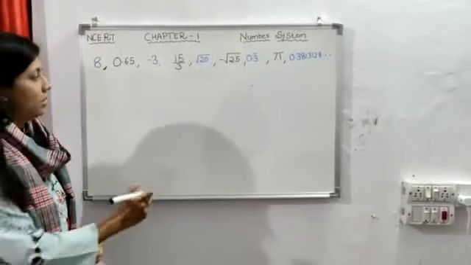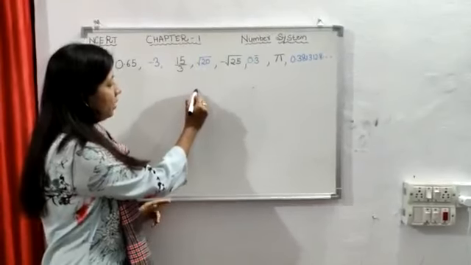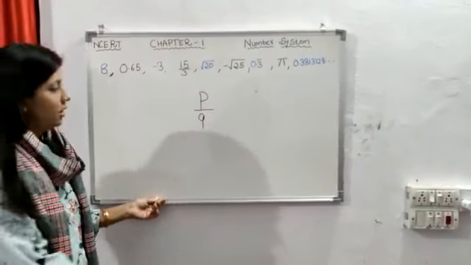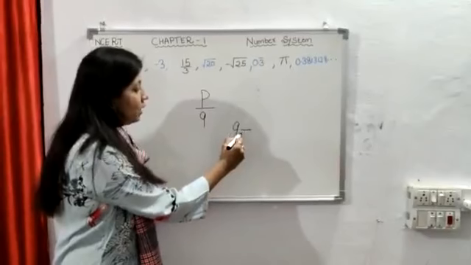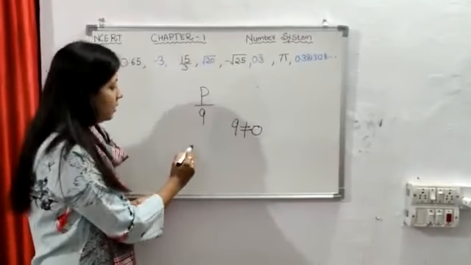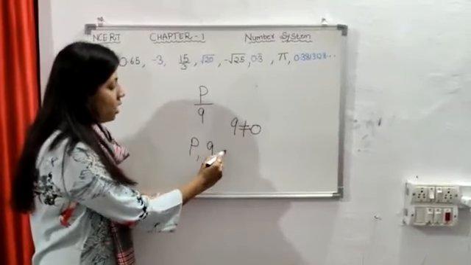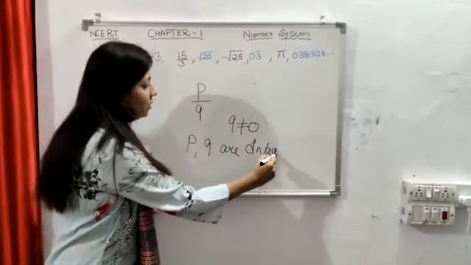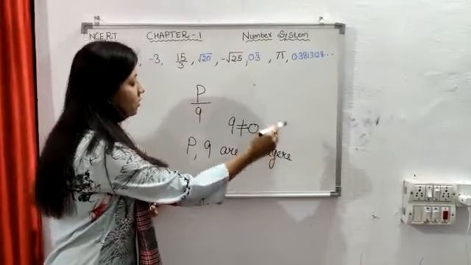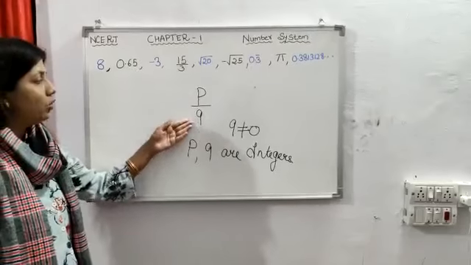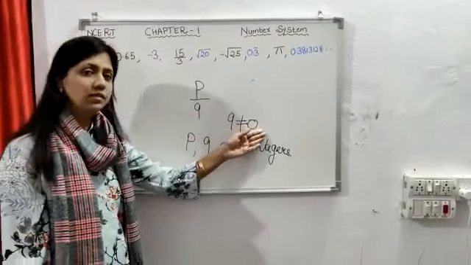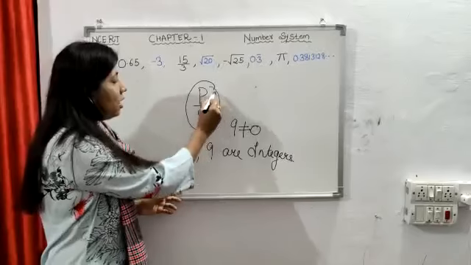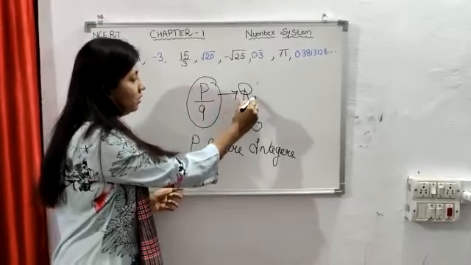First of all, suppose we are having a number in the form p by q, in the form of a fraction, in which q is not equal to 0 and p, q are integers. Such numbers of p by q form, in which q is not equal to 0 and p and q are integers, are called rational numbers.